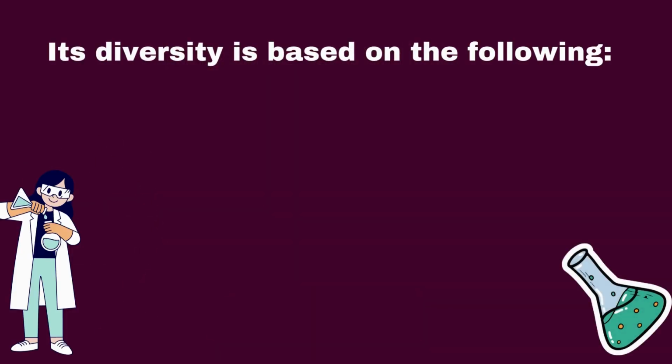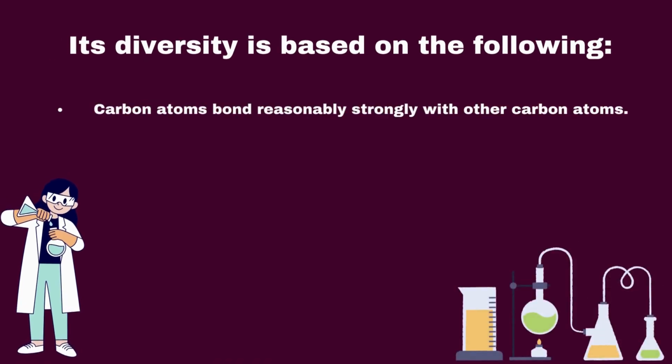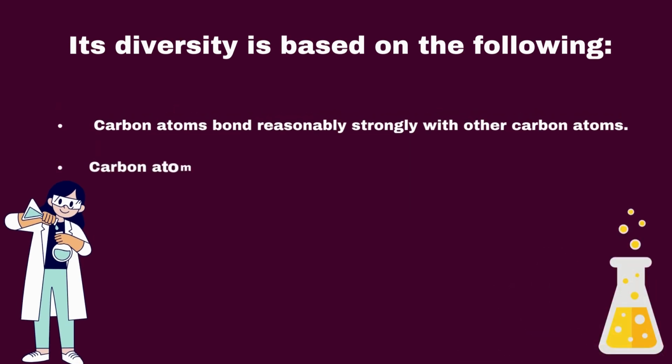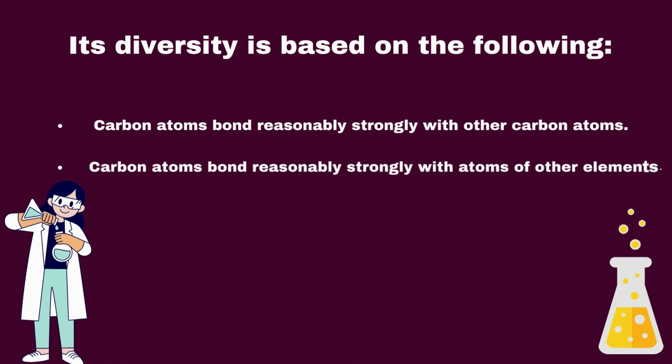Next we study the diversity of organic chemistry. Its diversity is based on the following things. First, the carbon atom bonds reasonably strongly with other atoms. A carbon atom forms a bond with another carbon atom, and this bond is a covalent bond and it is strong. Second, a carbon atom also forms bonds with other elements, for example hydrogen, oxygen, sulfur and nitrogen, and it forms strong bonds with these elements.